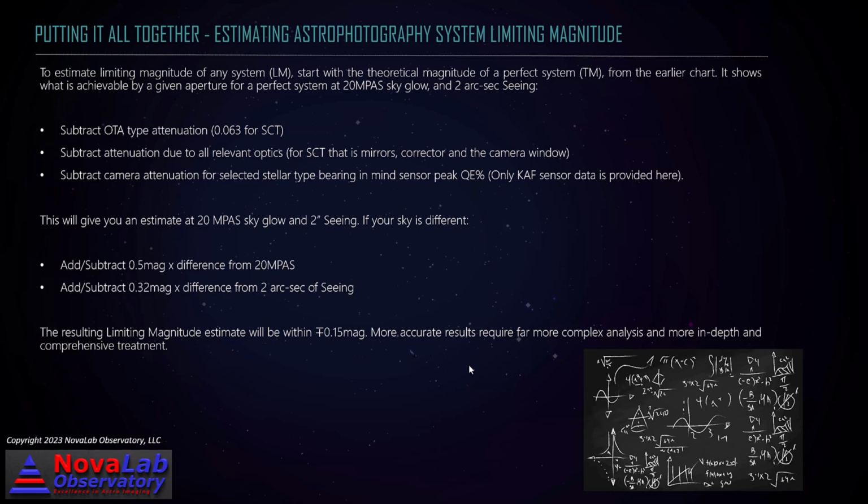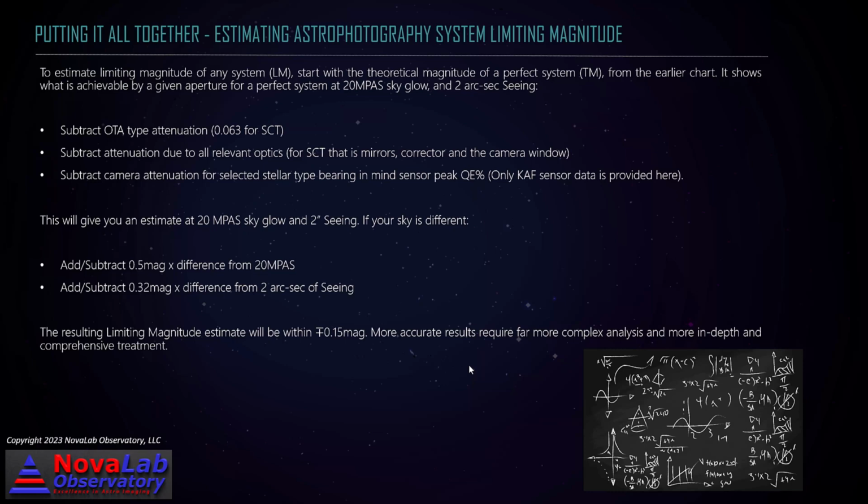assuming it's like an objective. And then, of course, you subtract the camera attenuation, as we discussed earlier, for the selected stellar type, bearing in mind the peak quantum efficiency of your sensor. In this presentation, we only provided data for the CAD sensors. So if you have anything else, this will only be very approximate.